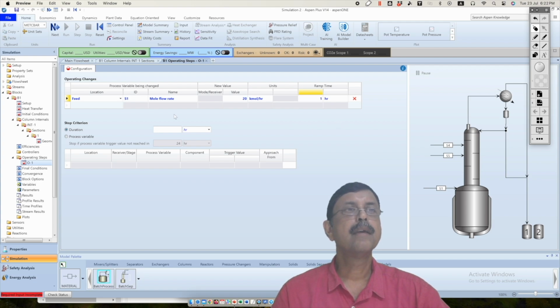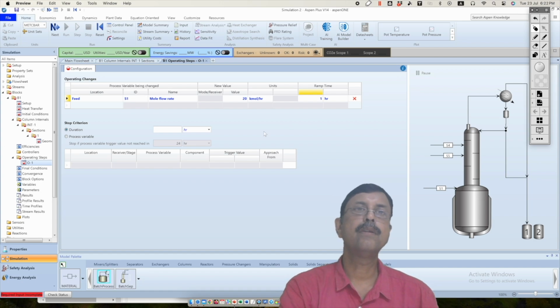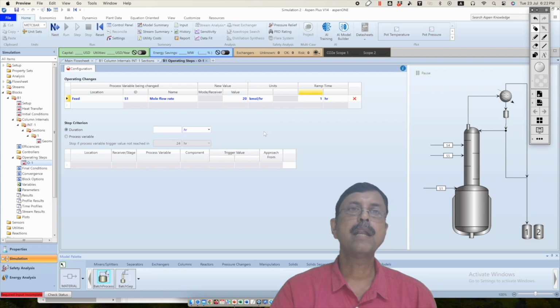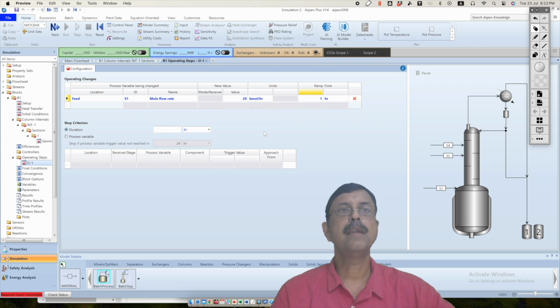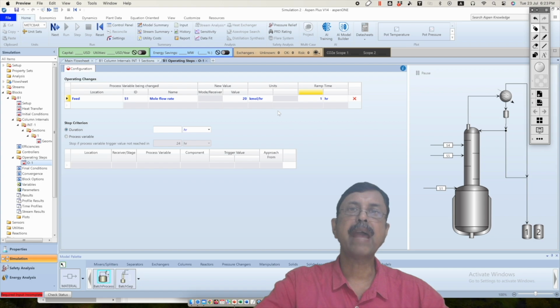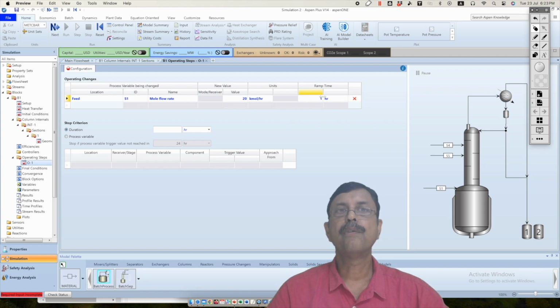That means the feed has been inserted in the pot. Initially it was 0, and at 1 hour it is 20 kilomole per hour. So the feed has been ramped from 0 to 20 kilomole per hour over a ramp time of 1 hour. That's exactly what it means. So that is the operating change.